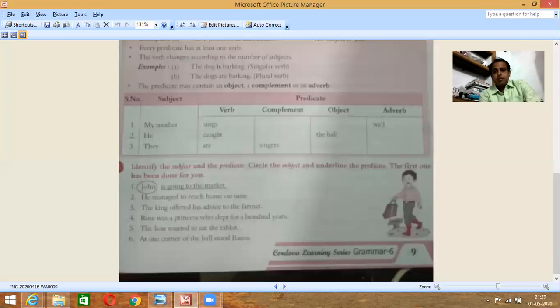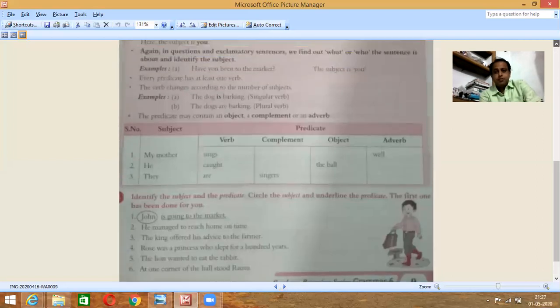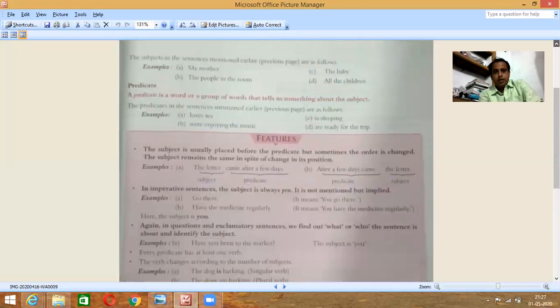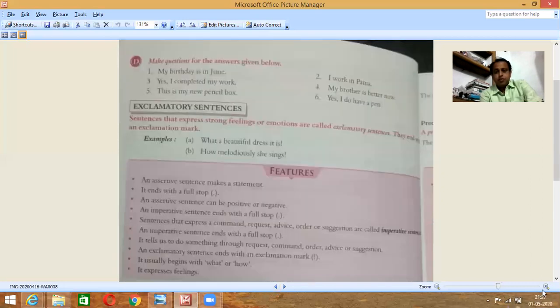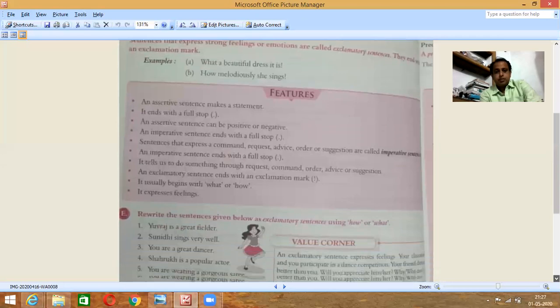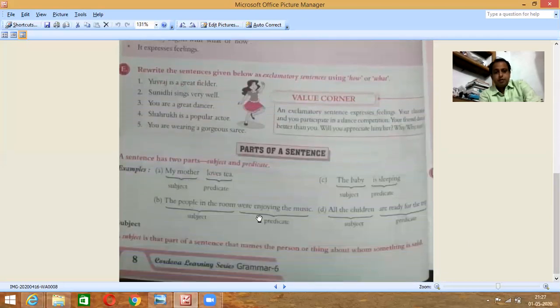Okay, now come to the next page. This is page number 9. A lot of examples have been given. My mother, the subjects in the sentences mentioned earlier, I have just explained this one. My mother, the people in the room, the baby, the children. Okay, clear. Now come to the next page.